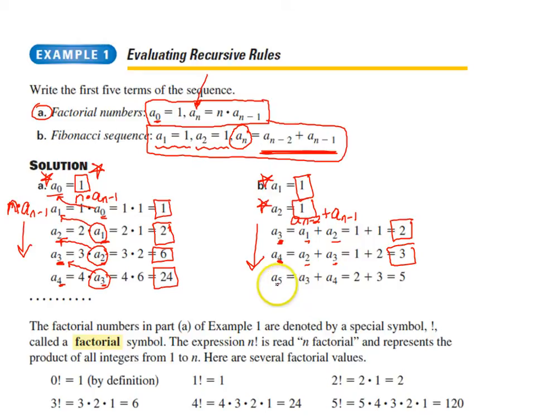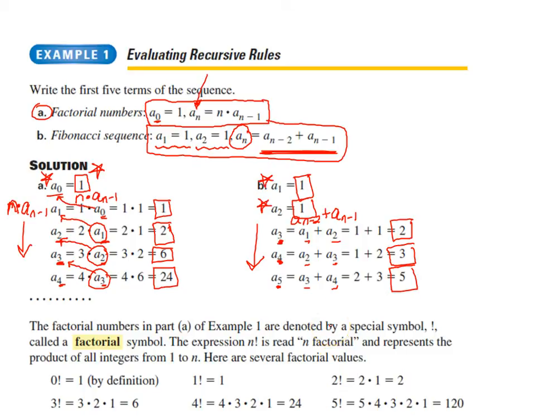And then keep going. A sub 5, so n is 5. So plug it in. A sub 5 minus 2, 3, plus a sub 5 minus 1 is 4. A sub 3 we got as a 2, plus a sub 4 we got as a 3. 2 plus 3 is 5.